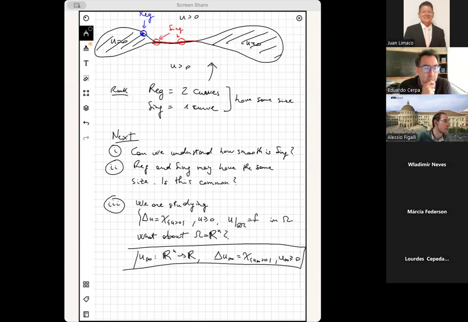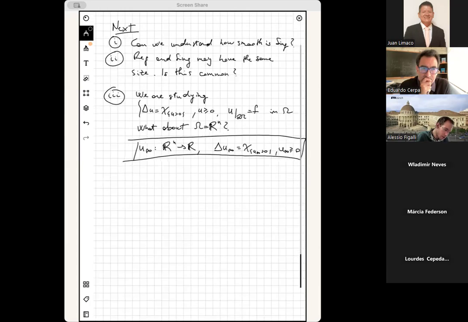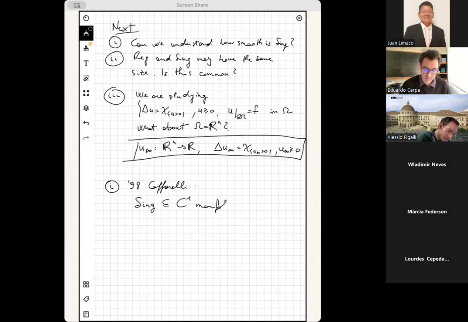So there are these three questions that we want to discuss briefly. Let me try to give you a sense of what you can do. Let me ask the first one: how smooth is Sing? In '98, Caffarelli proved the following theorem, that the singular set is contained in a C^1 manifold. So he got a sort of starting regularity result. He said, okay, the singular set cannot be totally crazy. For instance, it cannot be just a random set, totally scattered. It has some regularity. It's contained in a C^1, n-1 dimensional manifold.